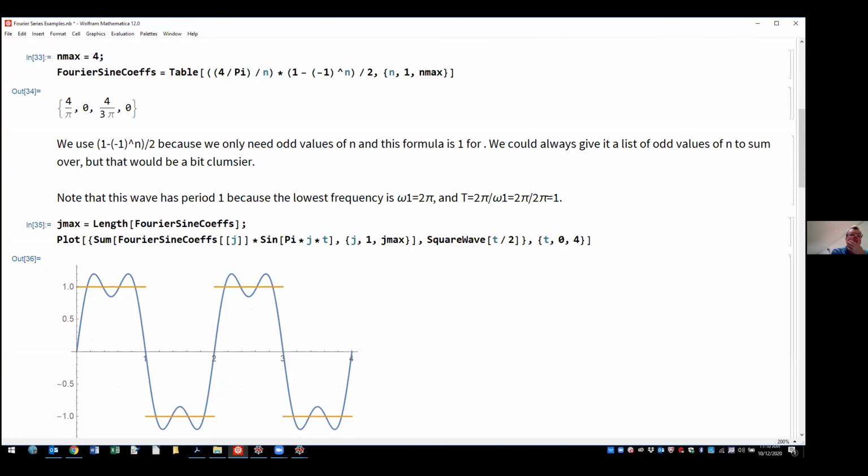Then we go out another 2, so we add another sine wave, and we see that it gets a lot flatter up here, and then it drops very rapidly, and it gets a lot flatter down here, and then rises very rapidly. It has the same period as the square wave that we're trying to approximate.